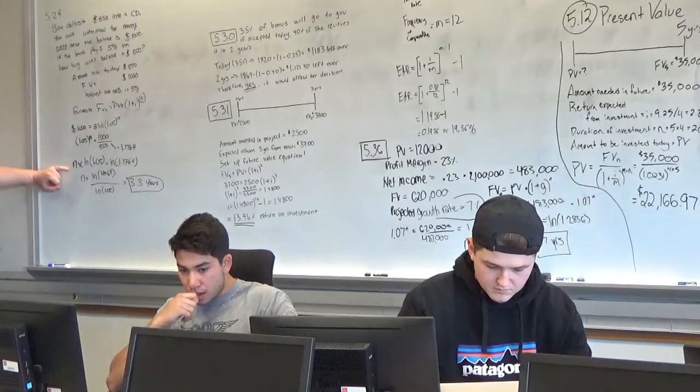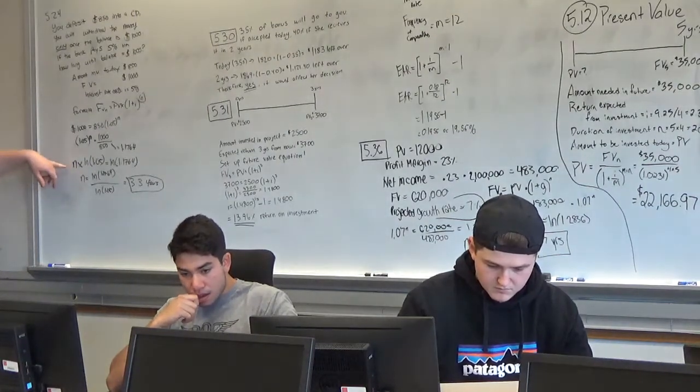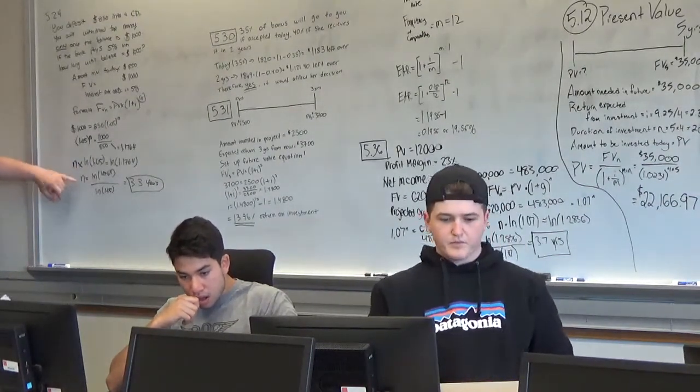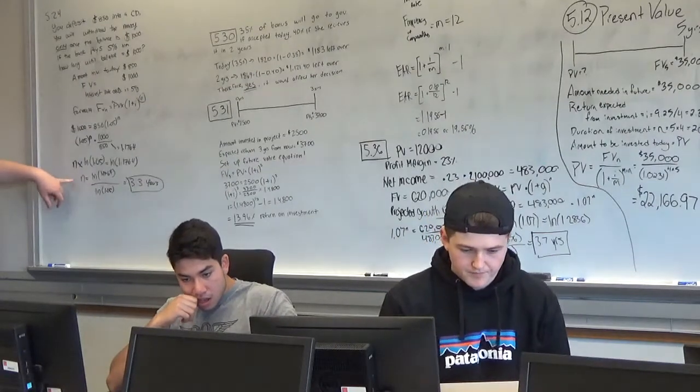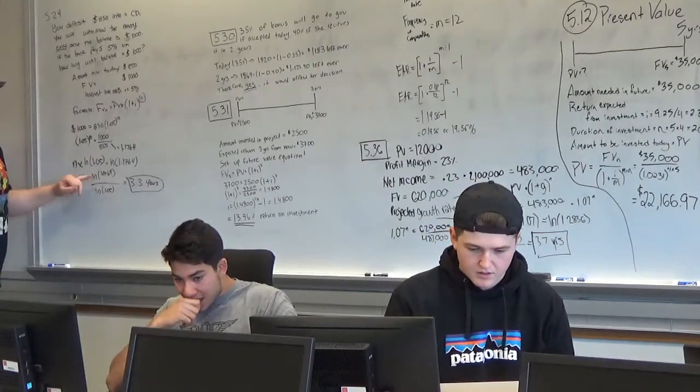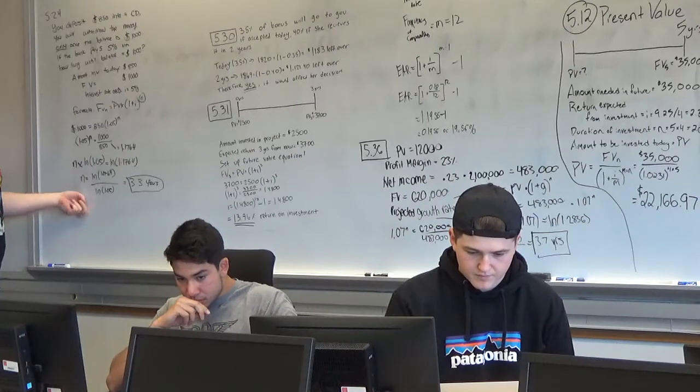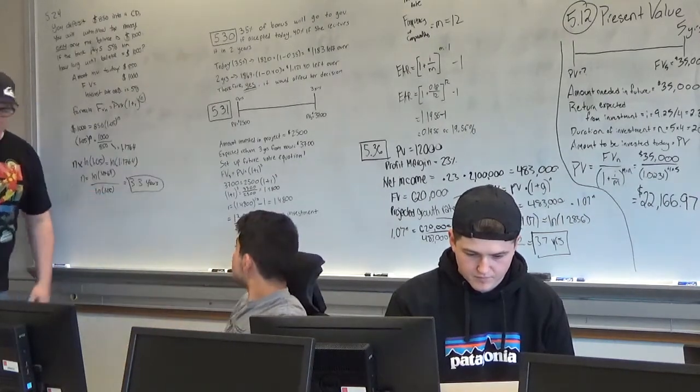And then you would take the ln of both sides, making n equal ln of 1.1764 over the ln of 1.05, equal to 3.3 years.